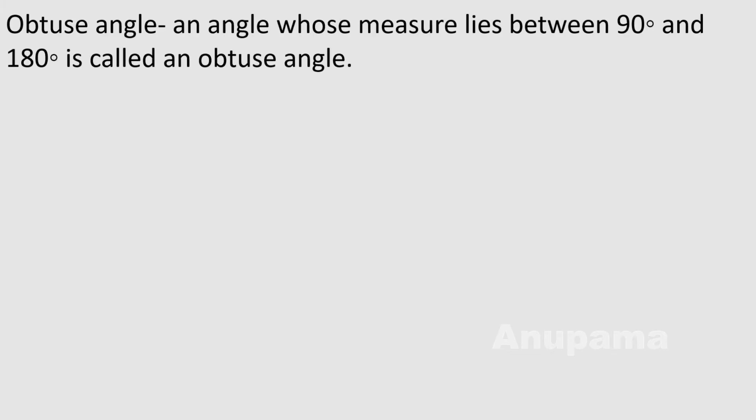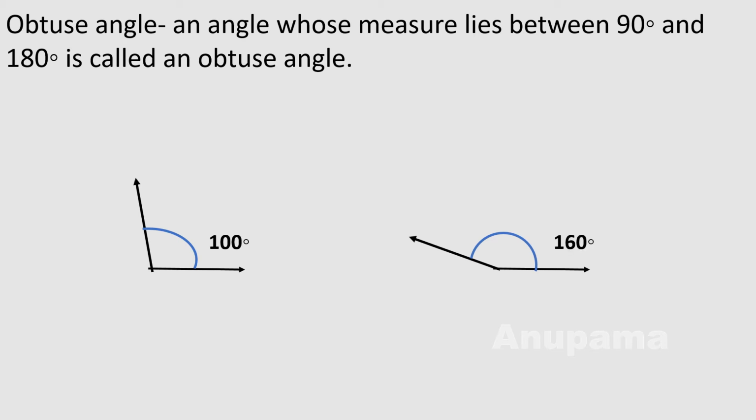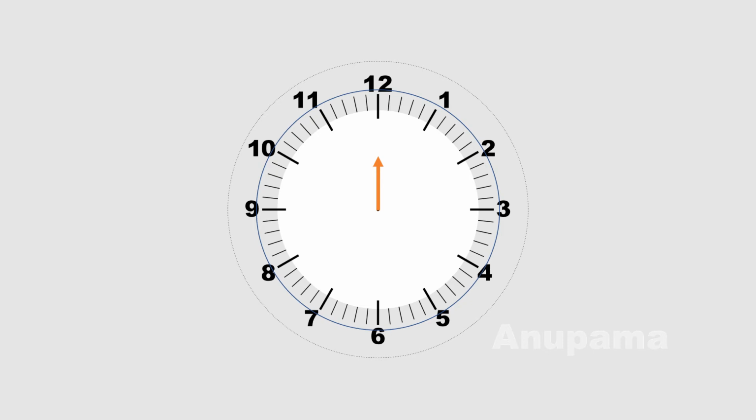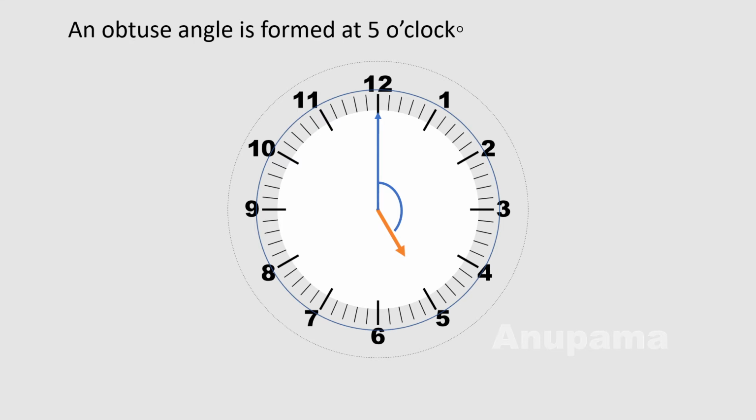Obtuse angle. An angle whose measure lies between 90 degree and 180 degree is called an obtuse angle. Means an angle which is greater than 90 degree and less than 180 degree. For example, observe here. Here is an angle of 100 degree which is more than 90 degree but less than 180 degree. Another example is this. It is 160 degree, and because it is greater than 90 degree and less than 180 degree, it is also an obtuse angle.